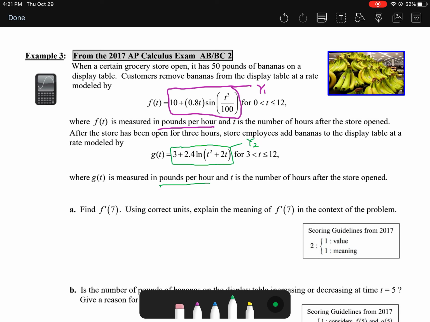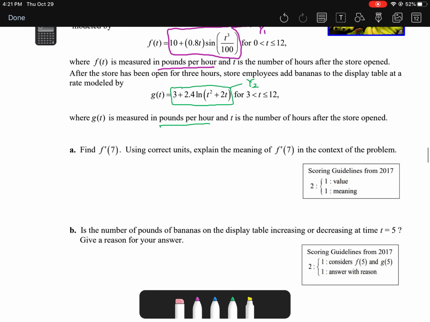And again, G of T is measured in pounds per hour, and T is the number of hours after the store opened. A, find F prime of 7. Using correct units, explain the meaning of F prime of 7 in the context of the problem.